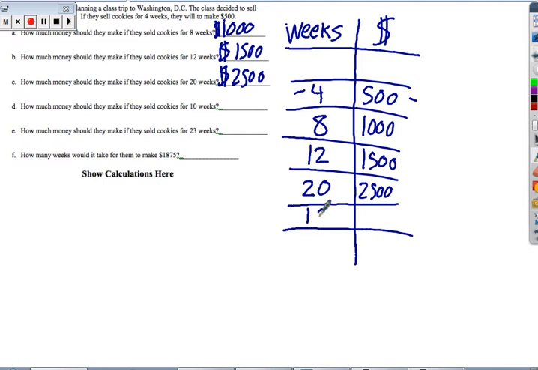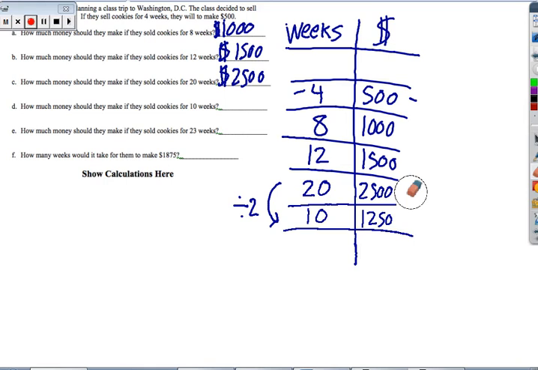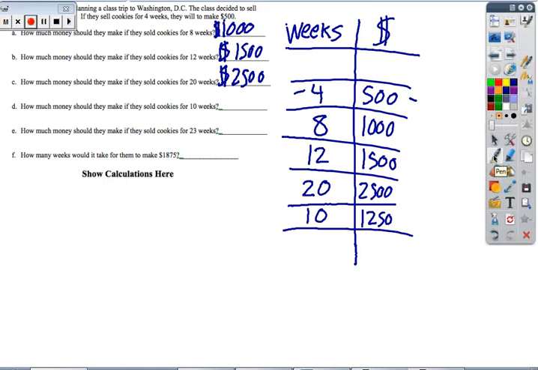Well, that's actually kind of nice following the question of 20 weeks because I know that 10 is just half of 20. It's literally just half, all right? So if I divide 20 by 2, it's going to give me 10. If I work half the amount of time, I'm going to make half the amount of money. So 2,500 divided by 2 is going to give us $1,250. We're going to make $1,250.